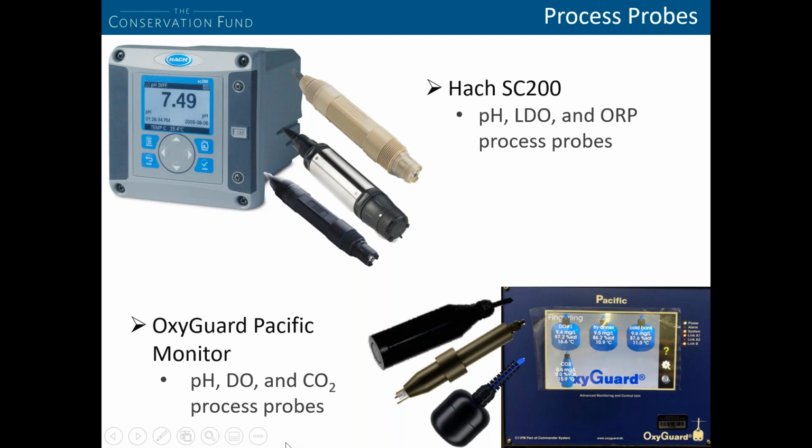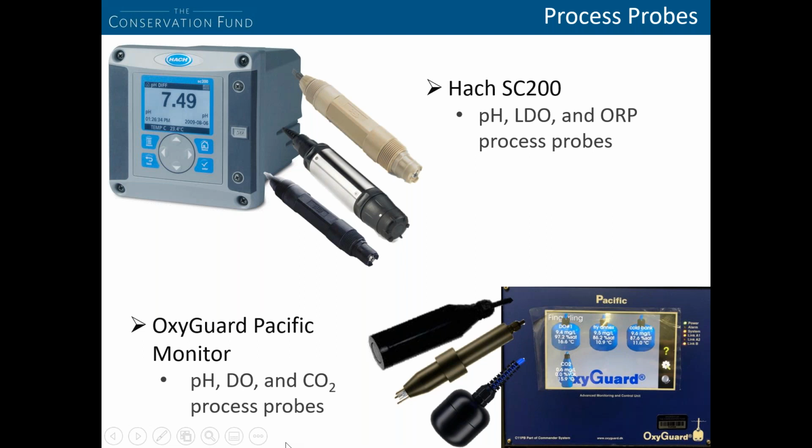And just like the handheld probes, most process probes include temperature measurements, so you don't need an individual probe to measure temperature specifically. So pictured in the top left is the Hach SC200 control monitor with pH, luminescent DO, and ORP process probes. And then in the bottom right is the OxyGuard Pacific monitor, and you can attach pH, galvanic DO probes, and CO2 probes to this unit.